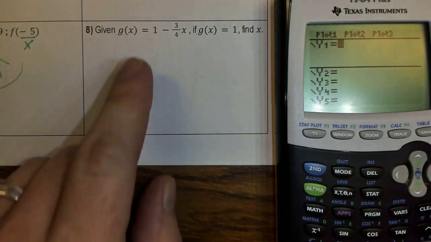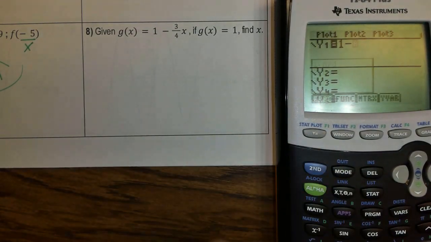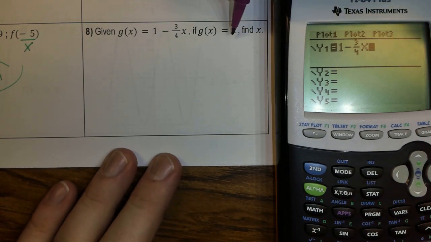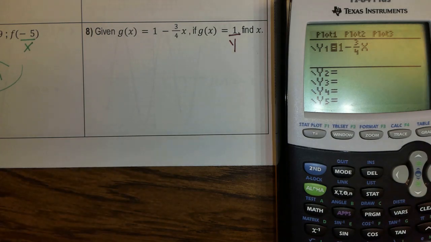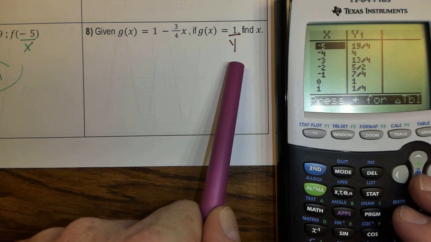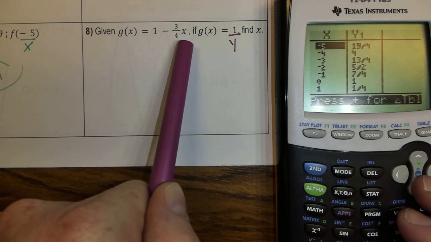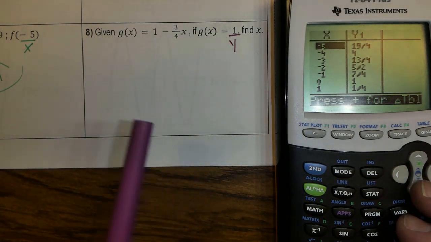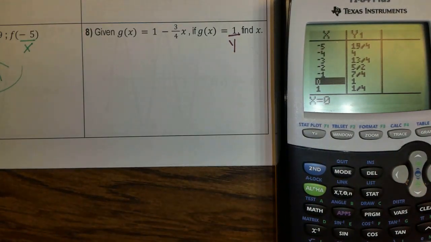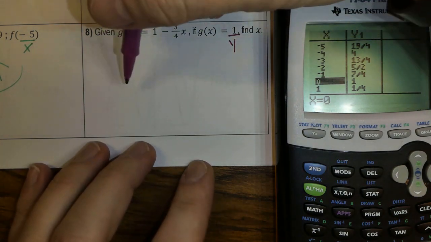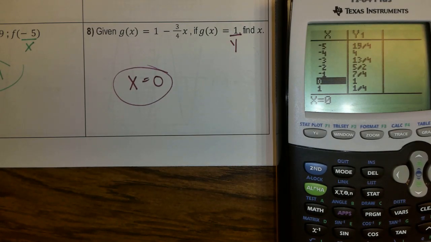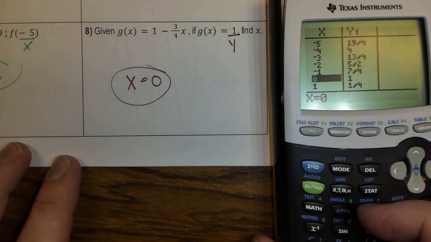We have 1 minus 3/4 x. And because this is not in parentheses, this is y. So I hit second graph, and I need to find that. And another thing too, I don't have an x squared, so I only have 1 answer. So I go to y, so I'm looking on the right side. I want to find 1. I found it. Look at that, it's 0. X equals 0. And we're done with this page.